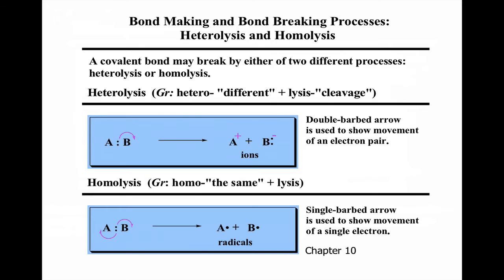So we have the single fish hook, or single barb arrow, which tells me that I'm moving one electron from the bond to B, and I'm moving one electron from the bond to A. And we end up with what are known as radicals. Not the political kind, the chemical kind. Does that require more energy, moving electrons separate from each other? Not necessarily. There are some bonds that are so weak that they will break quite easily without putting in a lot of energy. Now, you got to put in energy, but you may not have to put in a lot of energy.